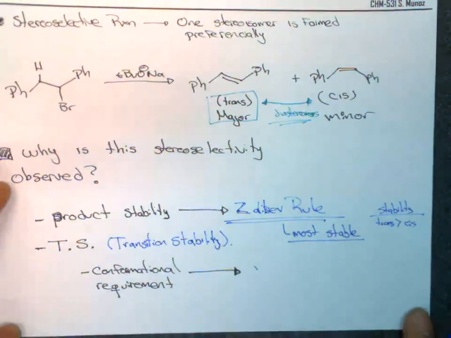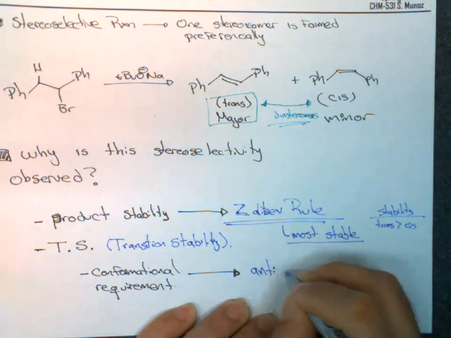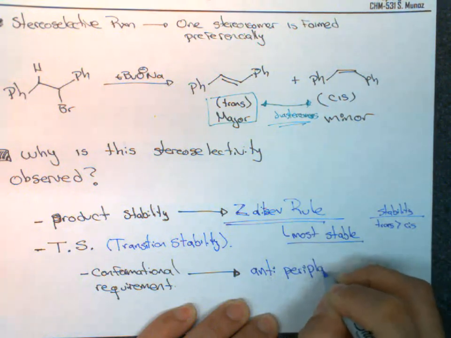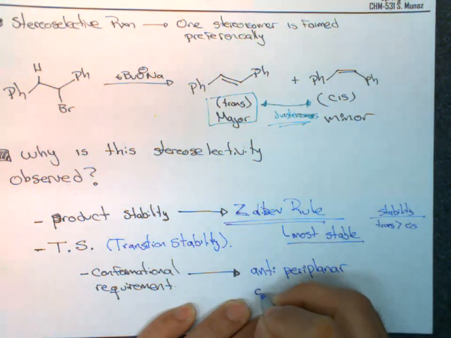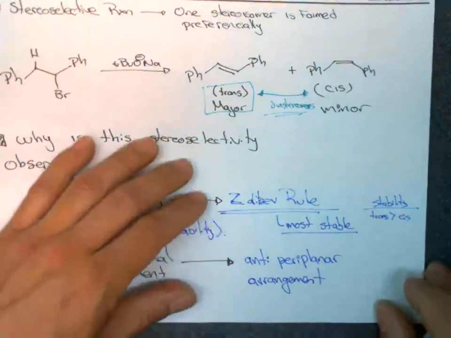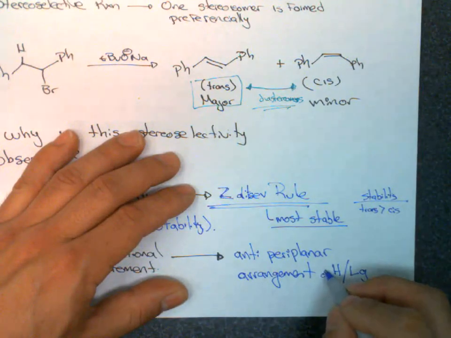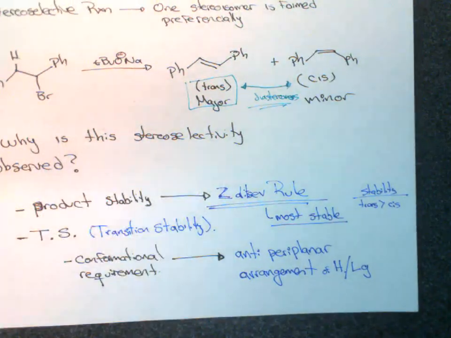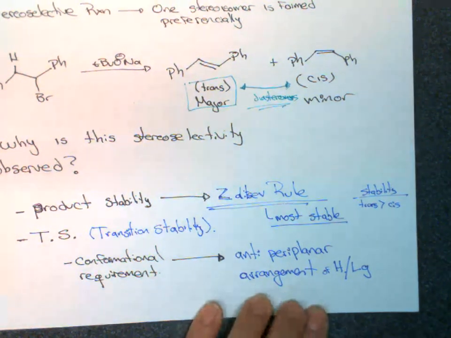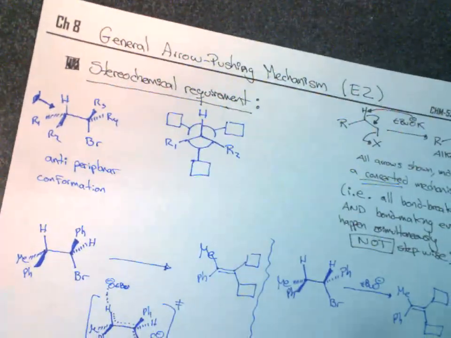And there's a conformational requirement. I'd like you to learn this new word, anti-periplanar arrangement of H and the leaving group. Let's explain what that means. This is the main reason why the E2 reaction is a stereoselective reaction. Let's explain what I mean by anti-periplanar.